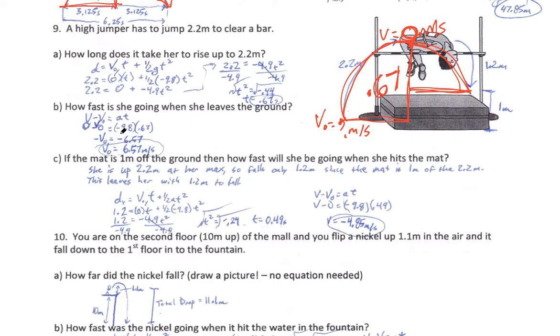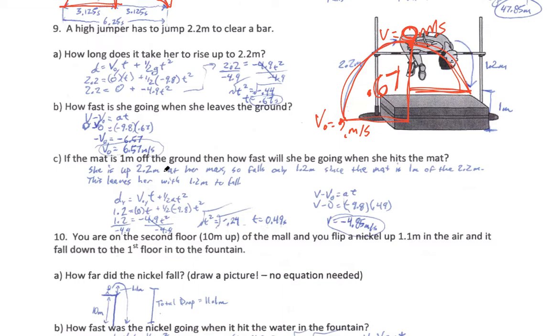Acceleration is negative 9.8 meters per second squared, again, because gravity is constantly fighting against us, whether it's on the way up or the way down. Gravity is constantly pulling down, down, down. And my time, I know, it takes 0.67 seconds to get up here. So if it took 0.67 seconds to get up there, how much velocity did I leave the ground with? Well, v final minus v initial equals at. Do my math, and I come out with 6.57 meters per second.